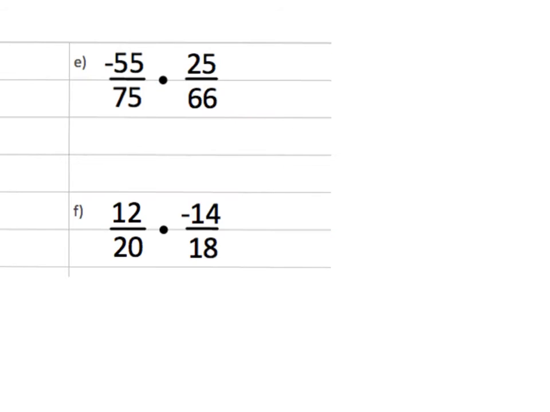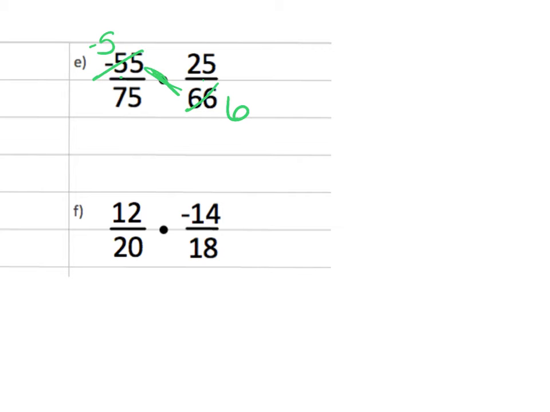Now let's move into some bigger numbers. Here is where that cross simplification is really going to help. Multiplying 55 times 25 can give you a really big number. So let's look at 55 and 66. Double digits. I can divide these by 11. So -55 divided by 11 gives me -5. 66 divided by 11 gives me 6.